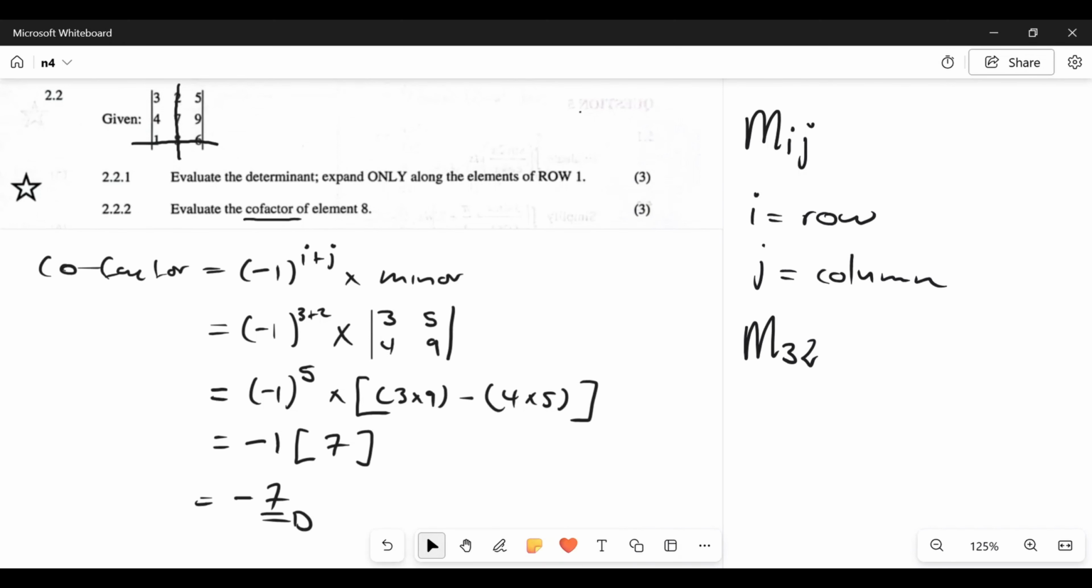Guys, I hope you managed to understand this. As you can see here, we use a different formula. There is another formula that you can use to calculate the cofactor. So if you want to learn about that formula, you can go to the playlist and search determinant. And then there is a video where I calculate the cofactor using a different method.